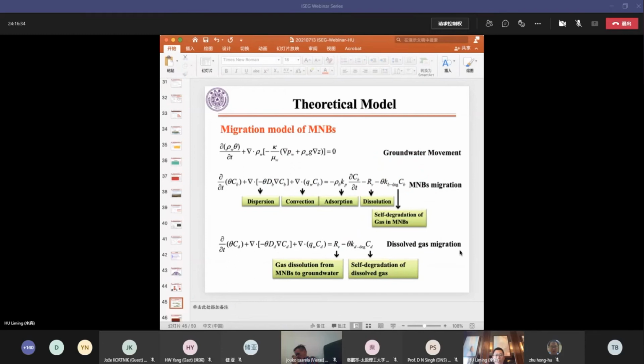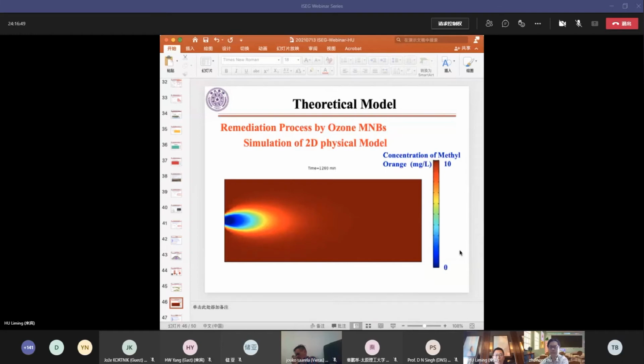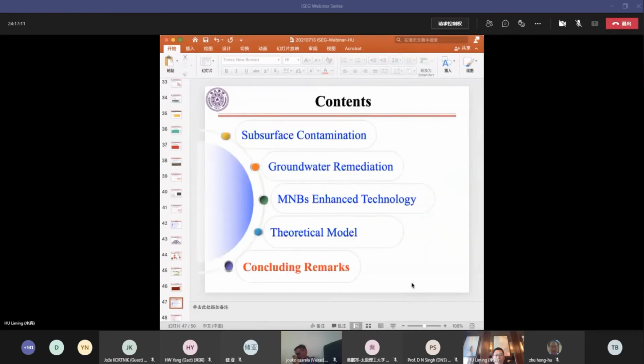This is the equation for the model. I don't want to explain more. If you have any questions, we can contact by email and discuss. I'll just show you the result of the numerical model. This is the simulation for the physical model test. I think they agree very well with each other. So let's come to the concluding remarks.